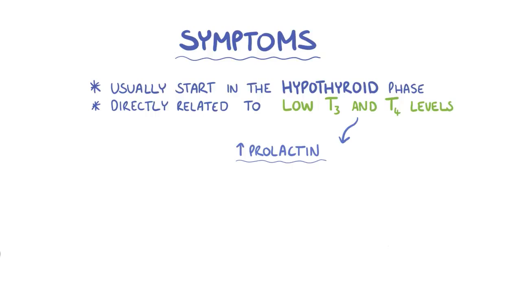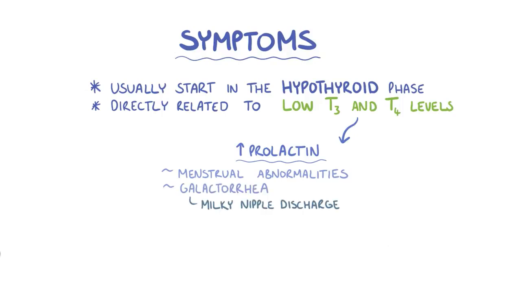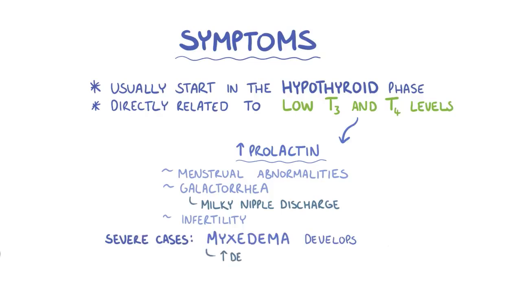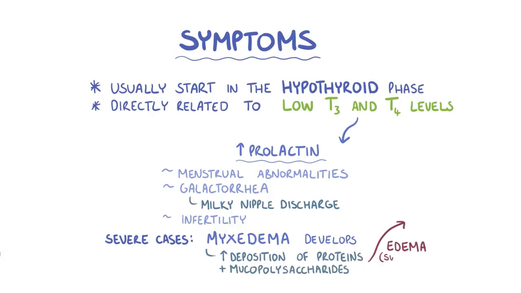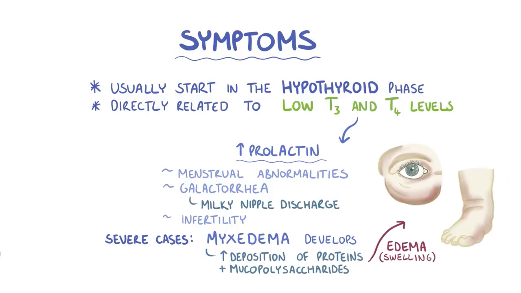Elevated prolactin levels from the increased thyrotropin-releasing hormone could also cause problems like menstrual abnormalities and galactorrhea, which is a milky nipple discharge, as well as infertility. In severe cases, myxedema develops, meaning that there's increased deposition of various proteins and mucopolysaccharides in the upper skin layers, leading to edema or swelling, in particular around the eyes, hands, and feet.